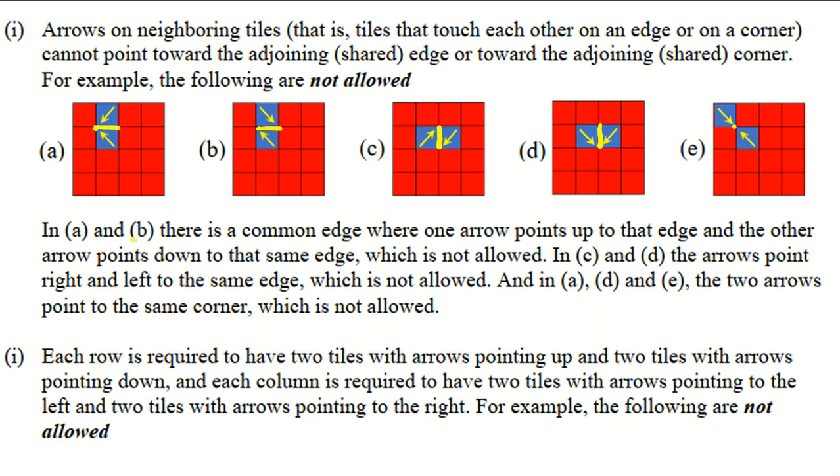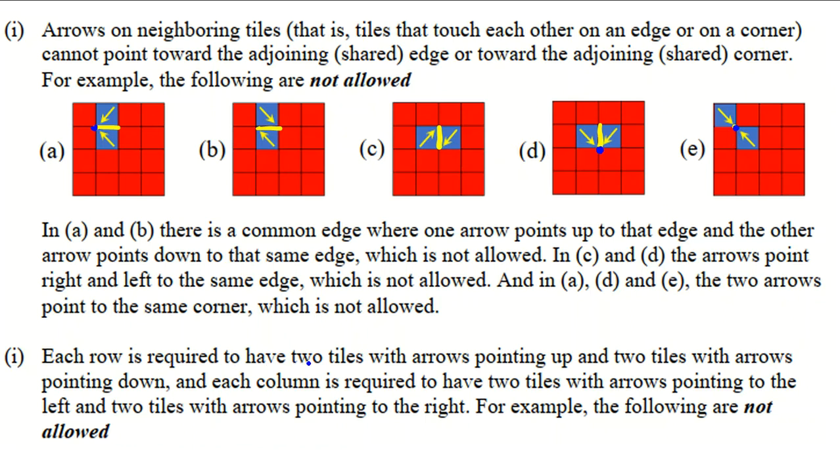And it says in A and B, there is a common edge, let me change the color. In A and B, there is a common edge, where one arrow points up to that edge and the other arrow points down to that same edge, which is not allowed. In C and D, the arrows point right and left to the same edge, which is not allowed. And in A, D, E, the two arrows point to the same corner, which is not allowed. Okay, as it says here, also the corner is here. But if one of them happens, then it would be bad.